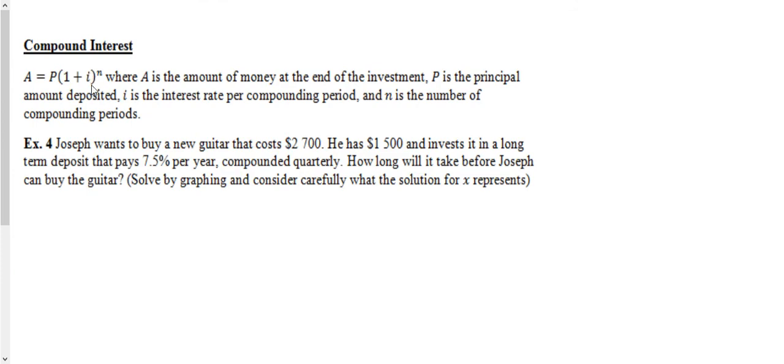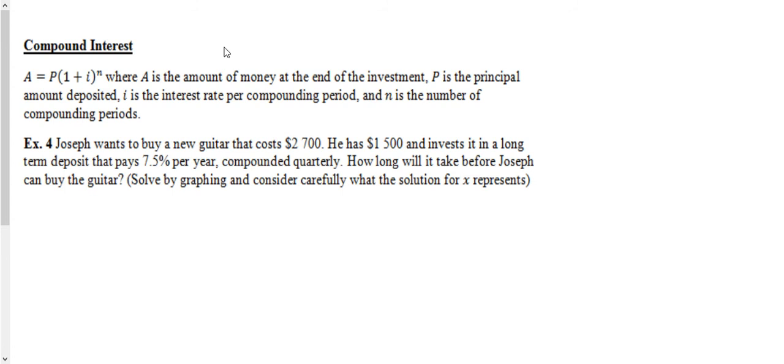In this next question here, we have the beginning of our word problems. So in most word problems, they'll give you an equation. In this first one, this is our compound interest equation, where A is always the amount at the end of the investment, P is your principal amount or your initial, I is always your interest rate, and N is your number of compounding periods.